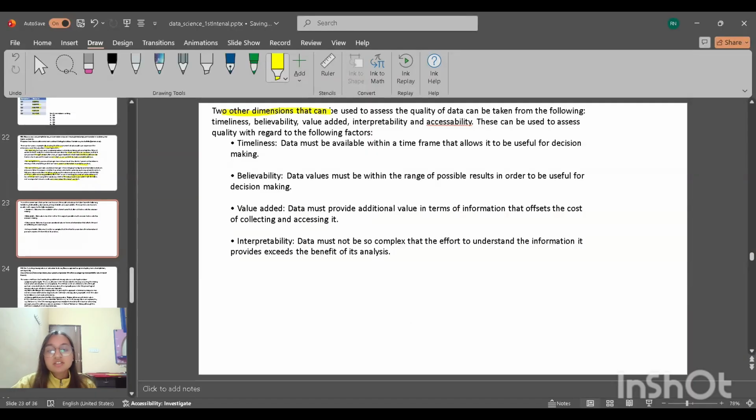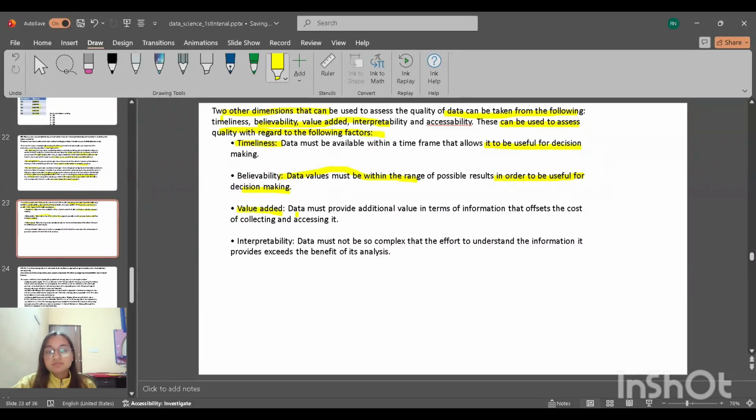Other dimensions that can be used to assess the quality of data can be taken from the following: timeliness, believability, value added, interpretability, and accessibility. These can be used to assess quality with regard to the following factors. Timeliness. Data must be available within a time frame that allows it to be useful for decision making. Believability. Data value must be within the range of possible results in order to be useful for decision making.